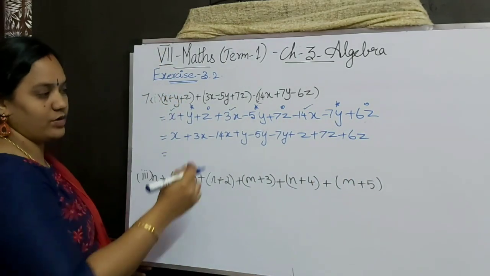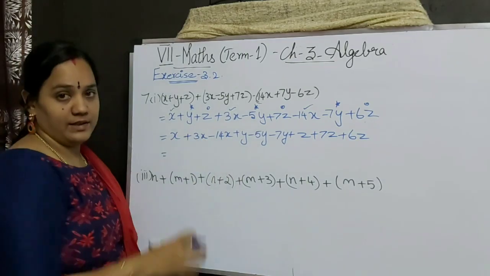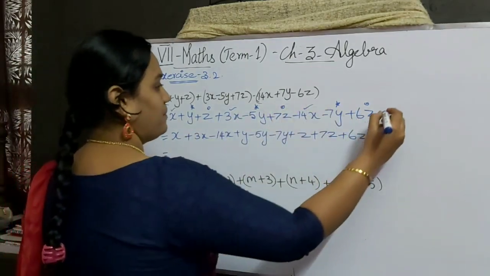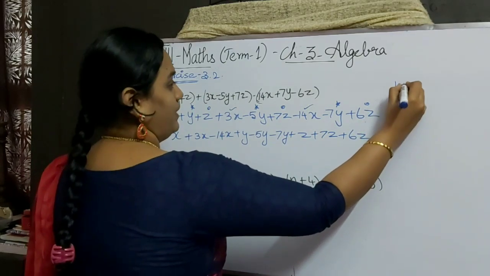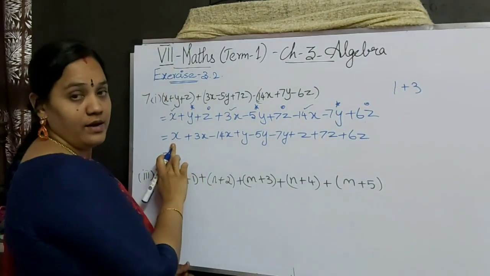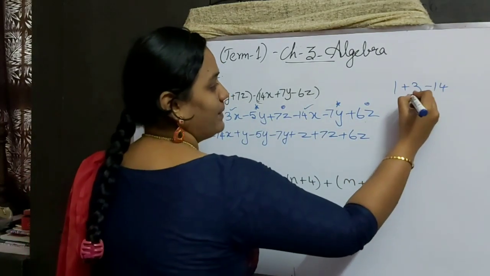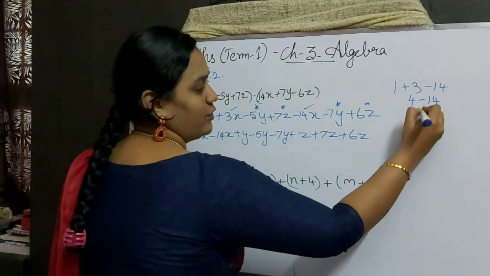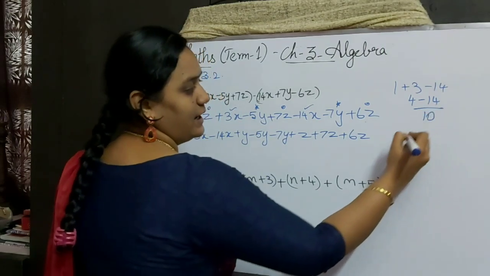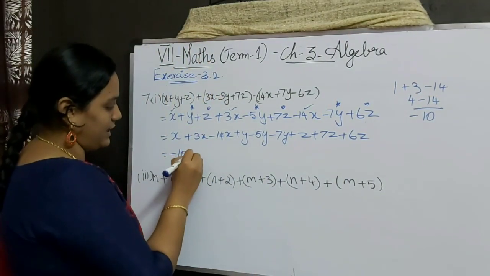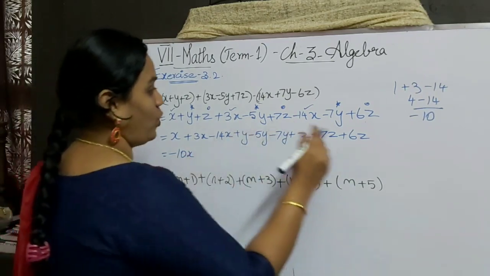Okay, now we have to simplify this x term first. So your coefficients of x terms are 1 plus 3 minus 14. 1 plus 3 is 4. 4 minus 14 is 10. Greatest number sign is minus. So minus 10x. Right?